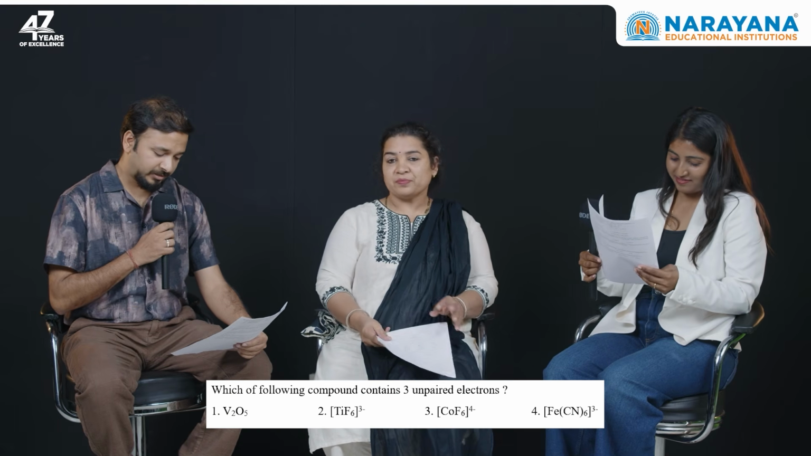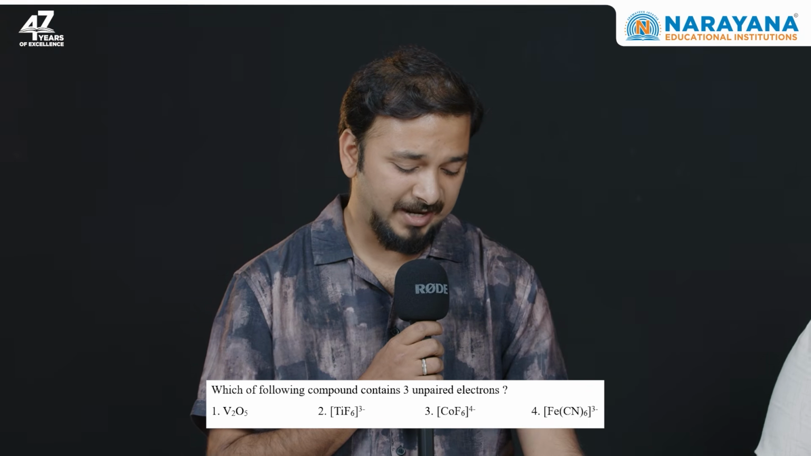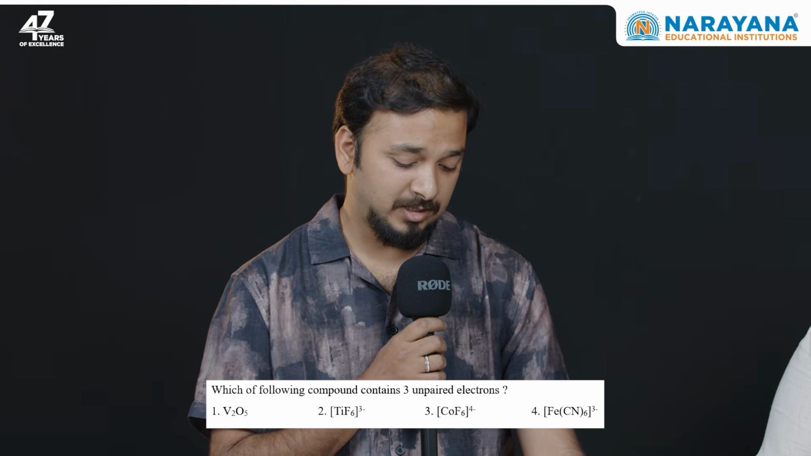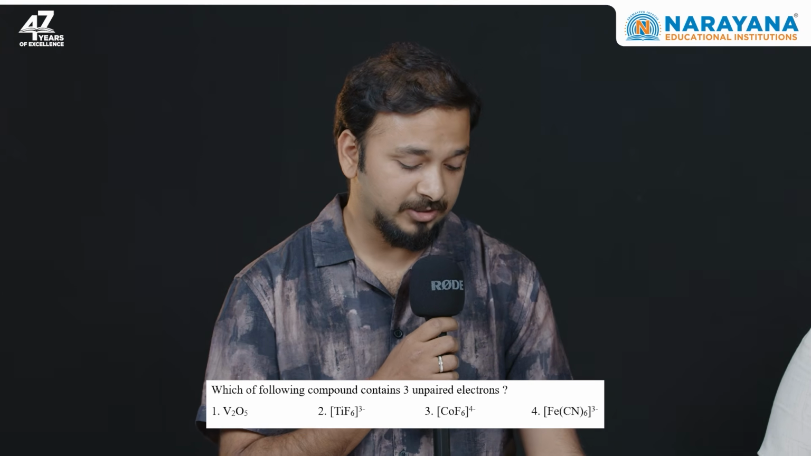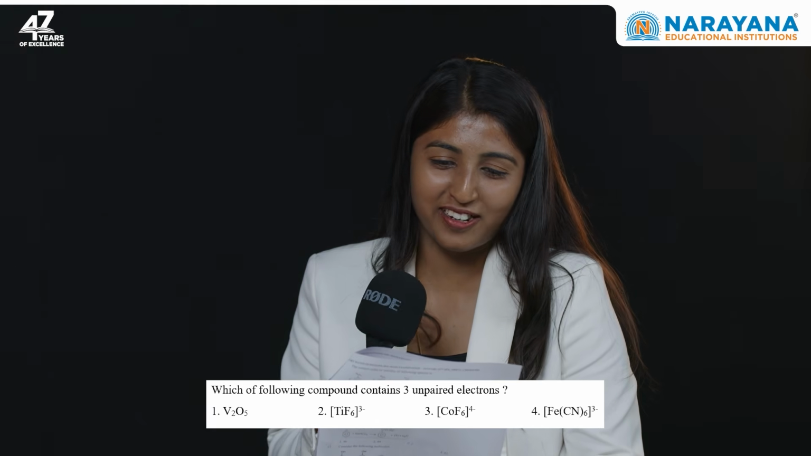Question number 5 is from coordination compounds. It is not that difficult a question. I'll rate it as moderate because some students might forget the atomic number, and in that case they won't be able to do it. Or if they forget whether a particular ligand is a strong field ligand or a weak field ligand, they can make a mistake. But overall, I'll rate it as an easy question. Moving on to question number 6.